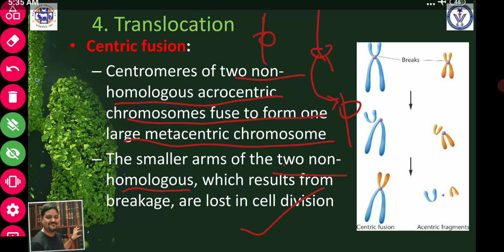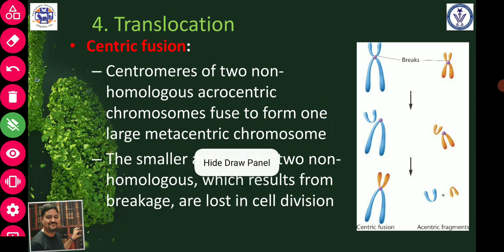But the smaller portion will also be there, like this and this smaller one. So this will be lost during cell division. There will not be any significance of this because it does not have any centromere. So this is about the centric fusion.